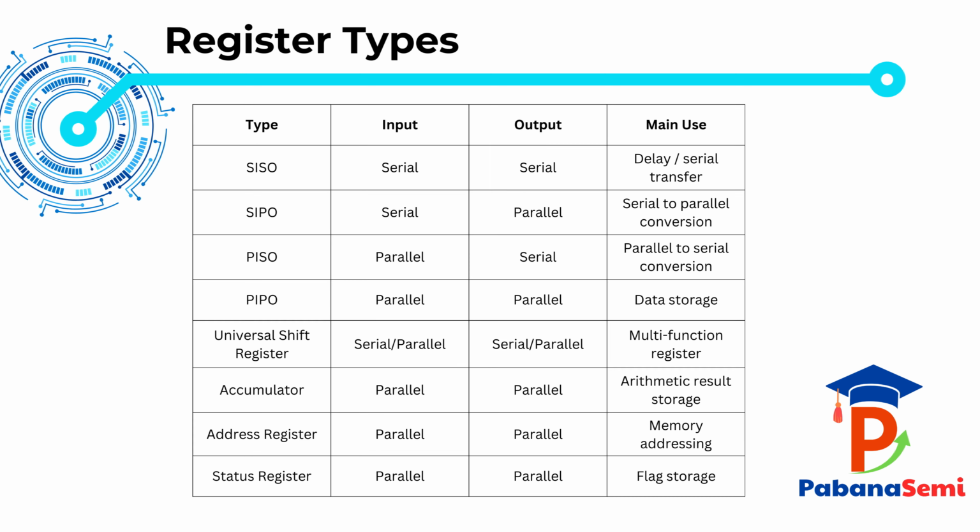We also have special-purpose registers, such as the Accumulator, which stores arithmetic and logic results from the ALU. The address register stores the memory address of data or instructions that the processor needs to access. Finally, the status register, also called the flag register, stores condition flags like carry, zero, sign, and overflow that help the processor make control decisions. Together, these registers play a critical role in storing, transferring, and processing data in digital systems.